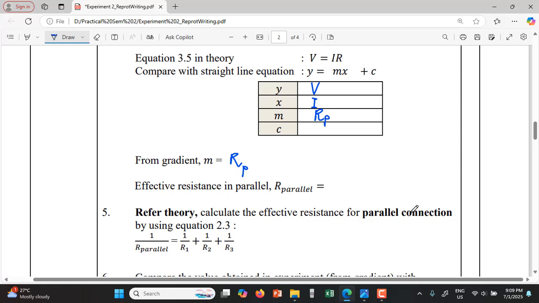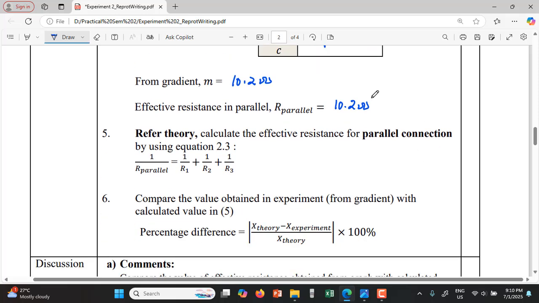So let's say kali ni you dapat you punya gradient adalah 10.2 ohm. Then you punya effective resistance for resistor connect in parallel will be 10.2 ohm. Okay, sebab gradient kita akan mewakili nilai resistance. Okay, so sekali lagi anda kena comparekan nilai resistor in parallel yang anda obtain dalam eksperimen dengan theory value.